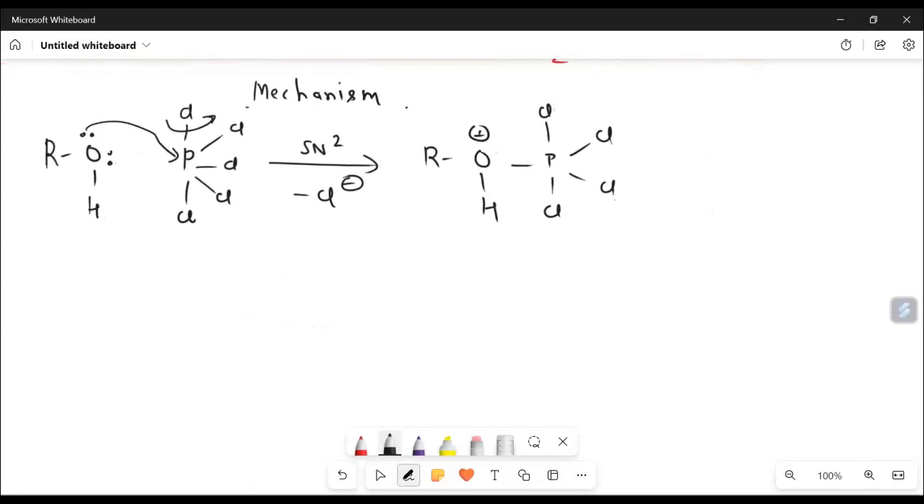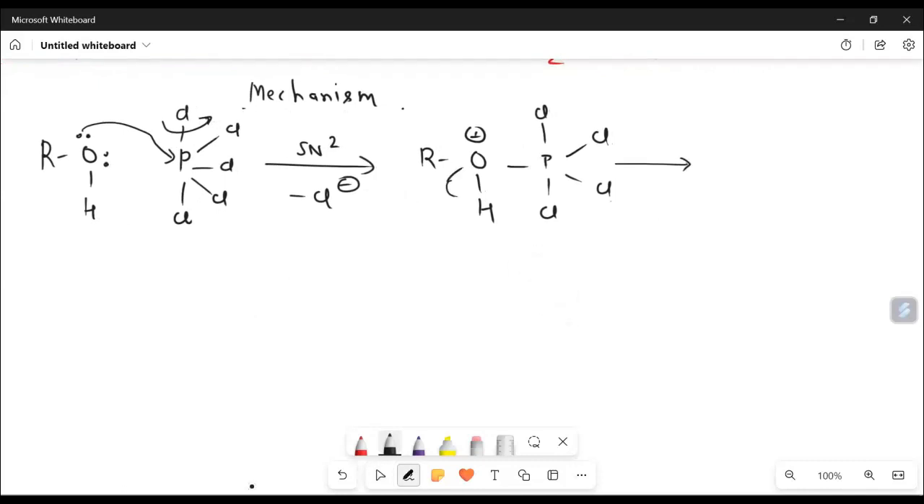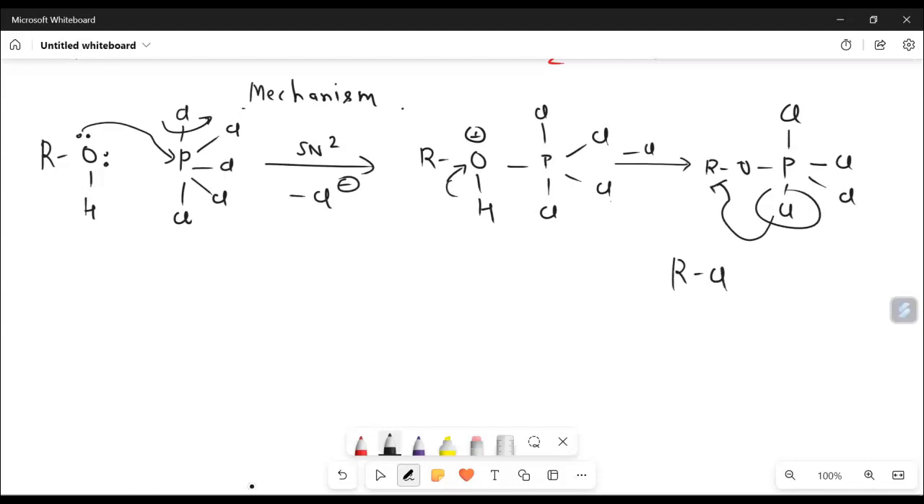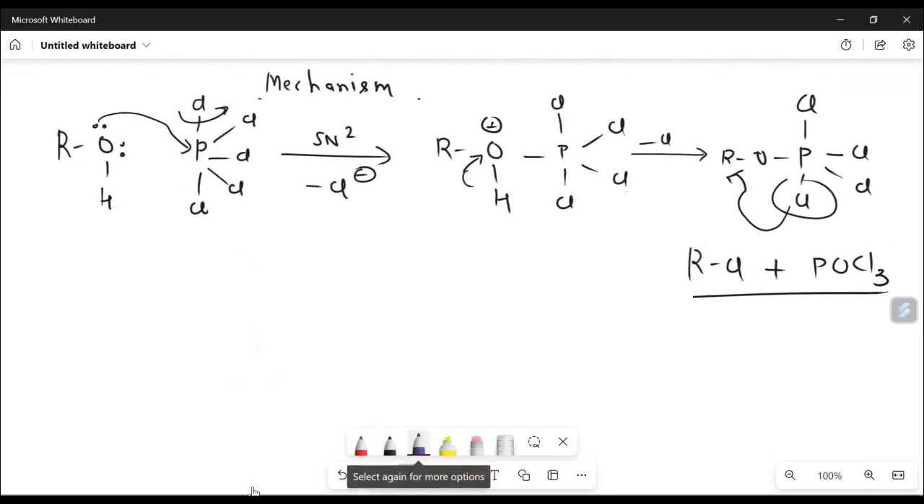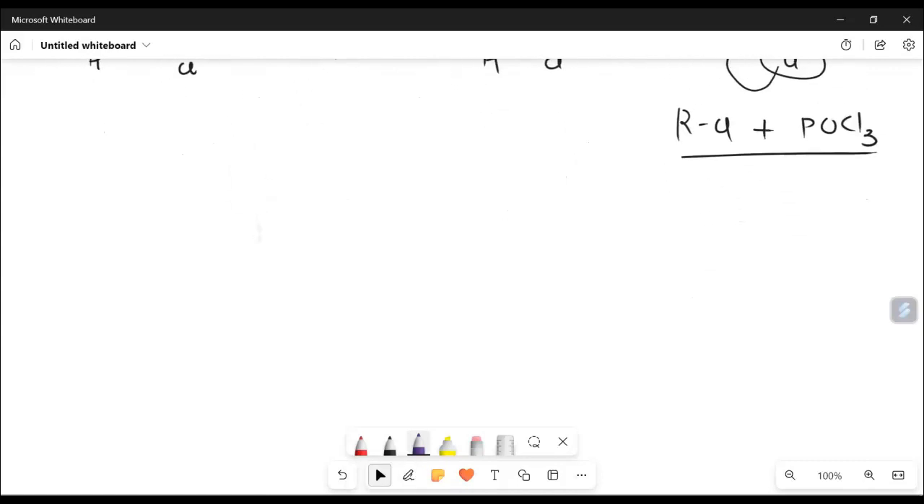Now again, H plus will go, so this happens and it will form R, O, P, Cl, Cl, Cl, Cl. Now one of the Cl will attack on R and the reaction will be RCl plus POCl3. So this is the SN2 mechanism when PCl5 attacks. You can write down. The second mechanism for PCl3 is like that.